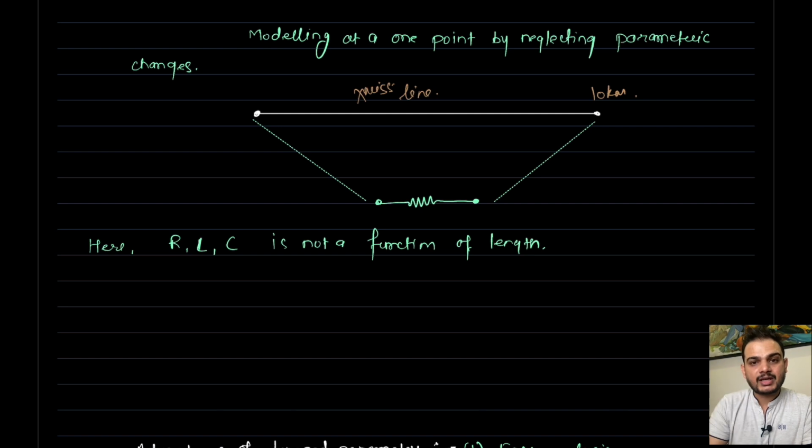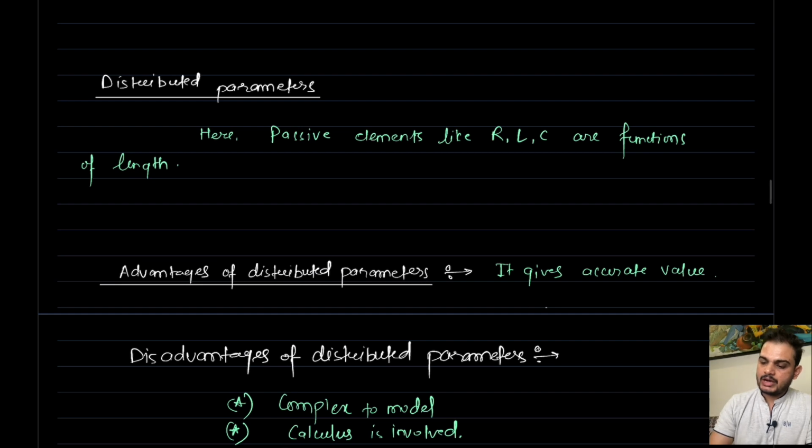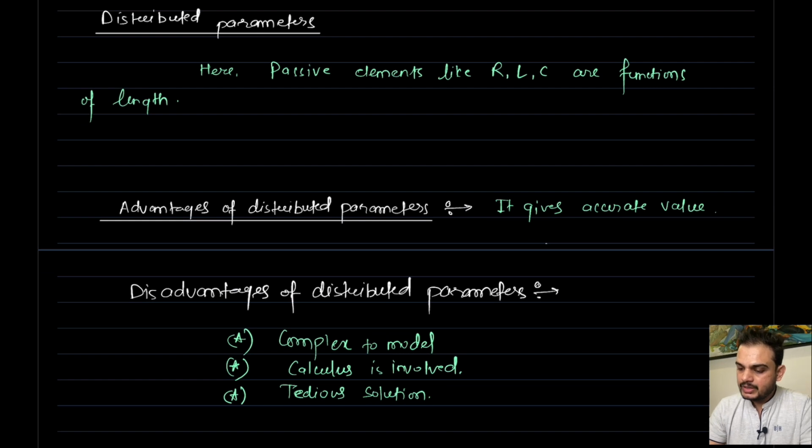And in electric circuits, in this subject, we are going to talk about only lumped parameters, not distributed parameters. Now what are the advantages of distributed parameter, and what are the disadvantages of lumped parameter? That we will understand after taking distributed parameter, then we will compare both lumped and distributed parameters. For example, here we have taken distributed parameter, where passive elements like resistance, inductance and capacitance are functions of length.